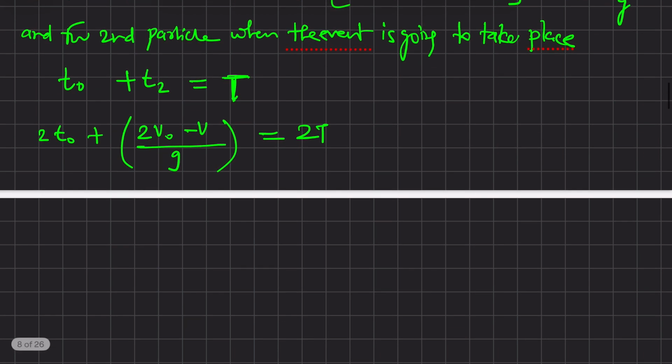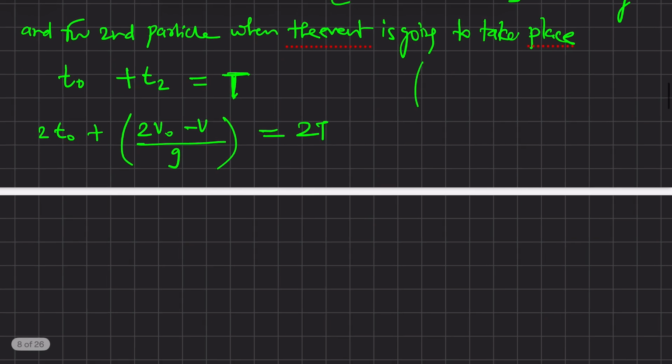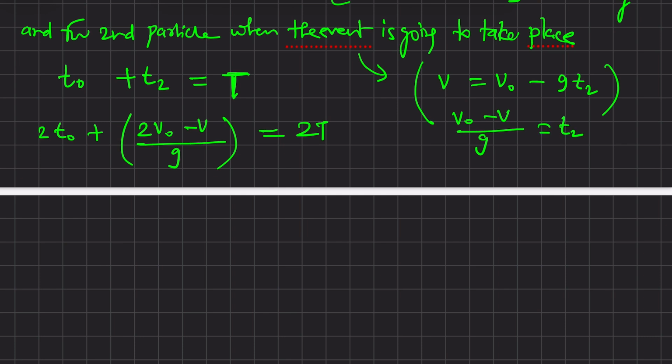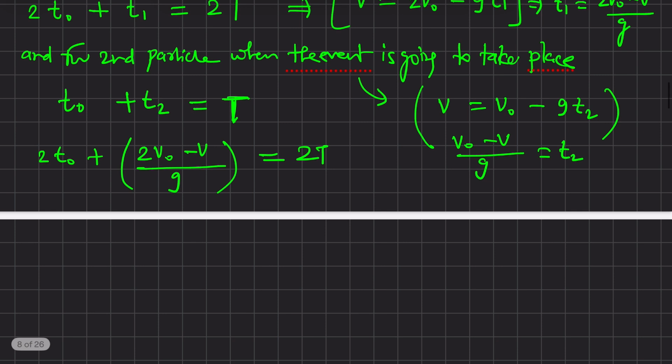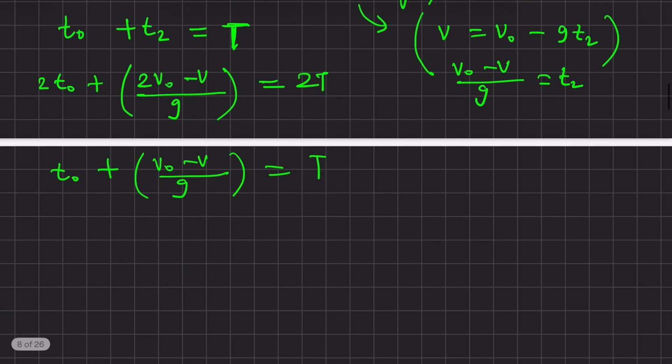And for the second particle, we can say v is equal to v naught minus g into t2. So it will be v naught minus v divided by g, that is t2. Let's put that value also. So t naught plus v naught minus v divided by g is equal to t. Now what we will do is subtract these two equations. Equations 1 and 2 I am going to subtract.